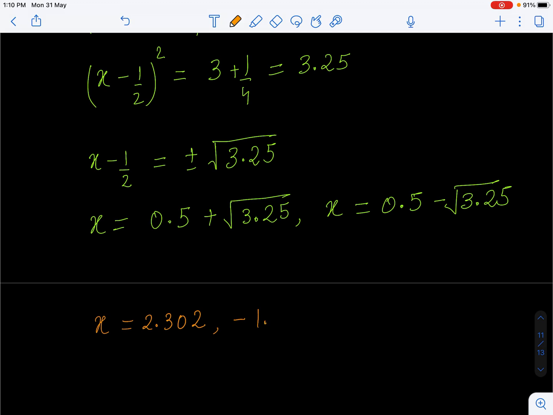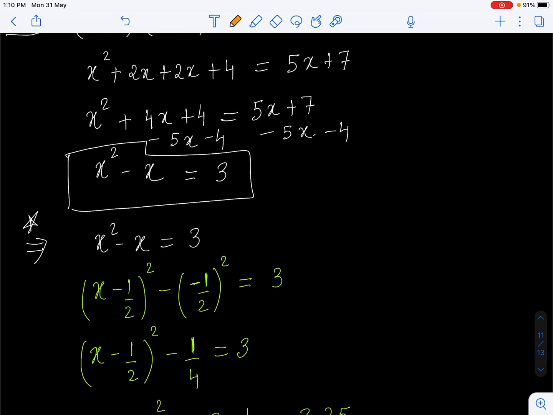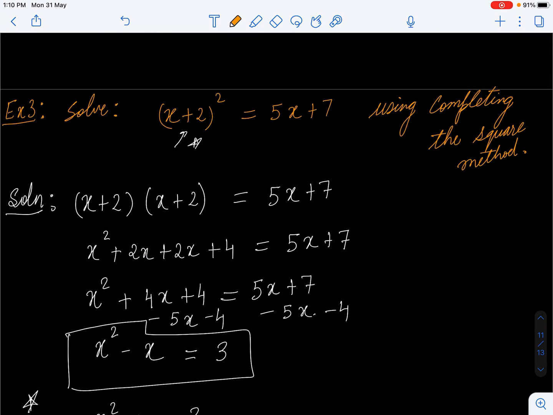minus 1.302. So this is going to be my second answer. So these are the answers for this question. So always remember, don't just take square root. Make a perfect square, or take square root when you have x terms on one side and constant on the other side.